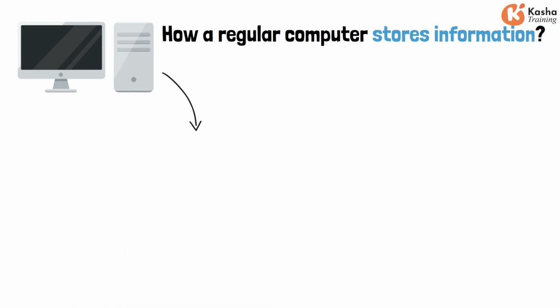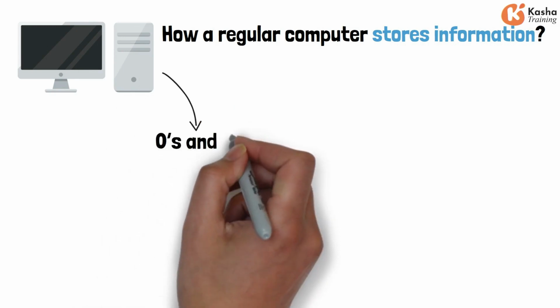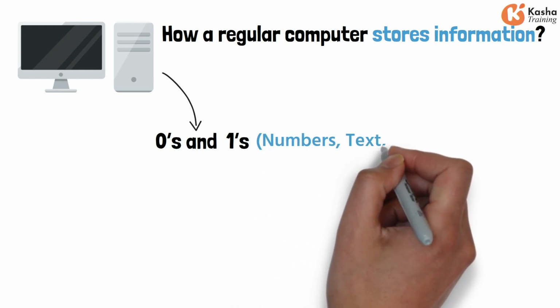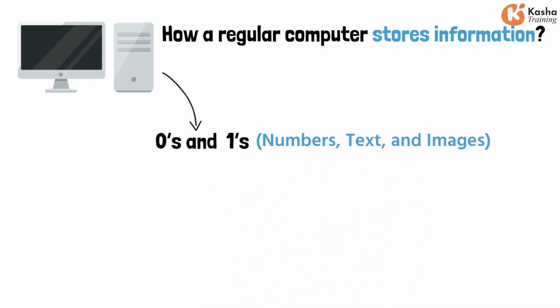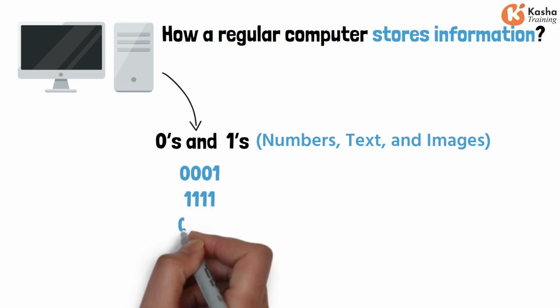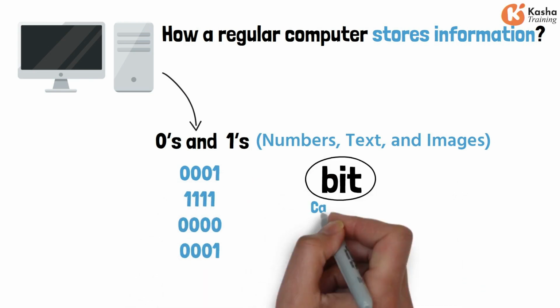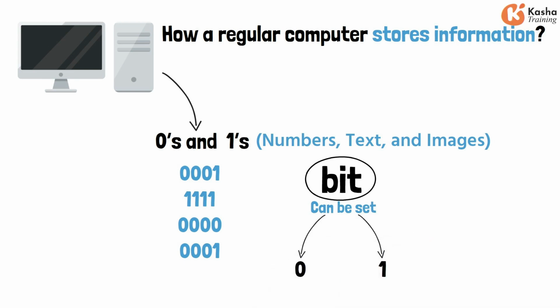Now, a regular computer stores information in a series of zeros and ones. Different kinds of information, such as numbers, text, and images, can be represented this way. Each unit in this series of zeros and ones is called a bit. So, a bit can be set to either 0 or 1.